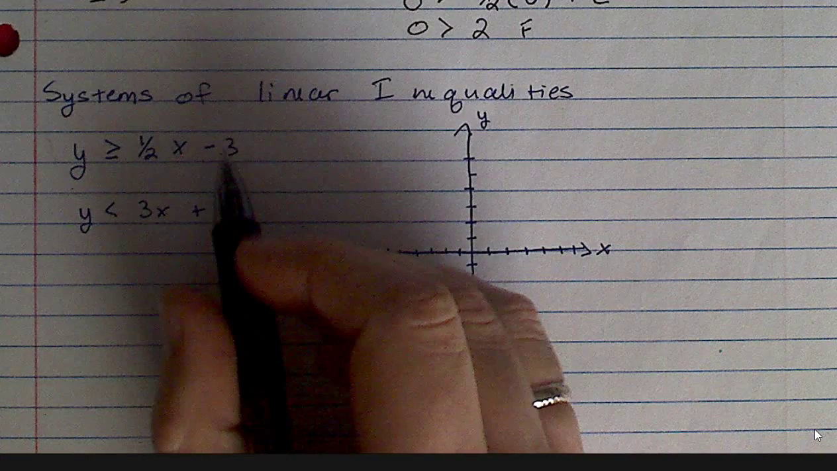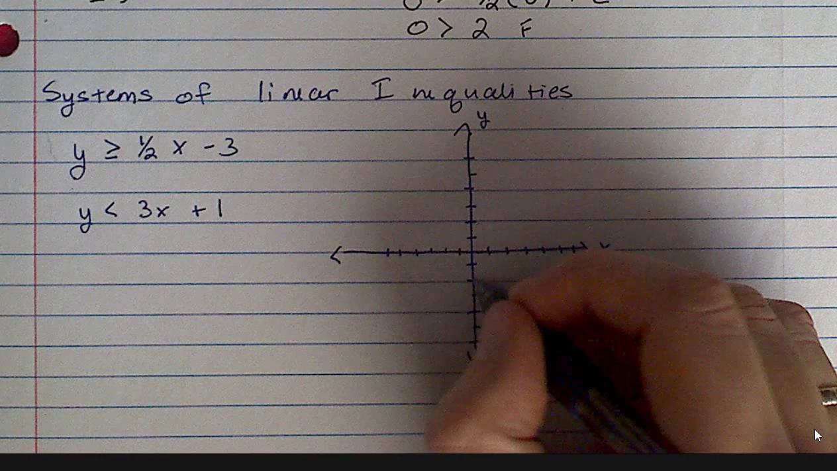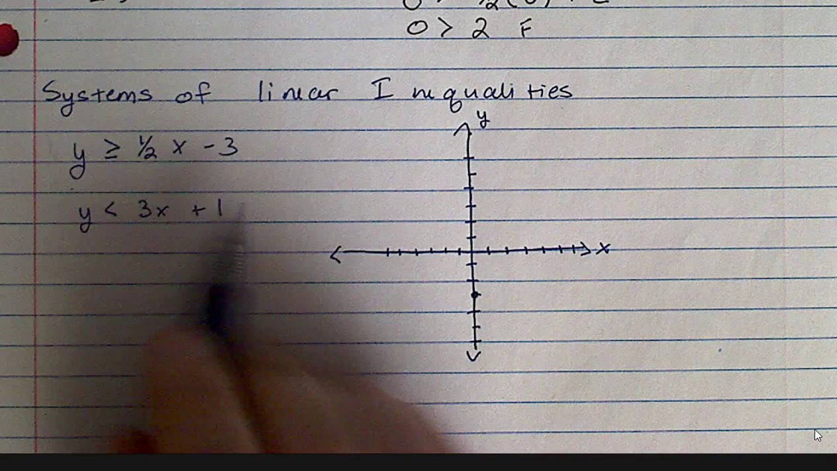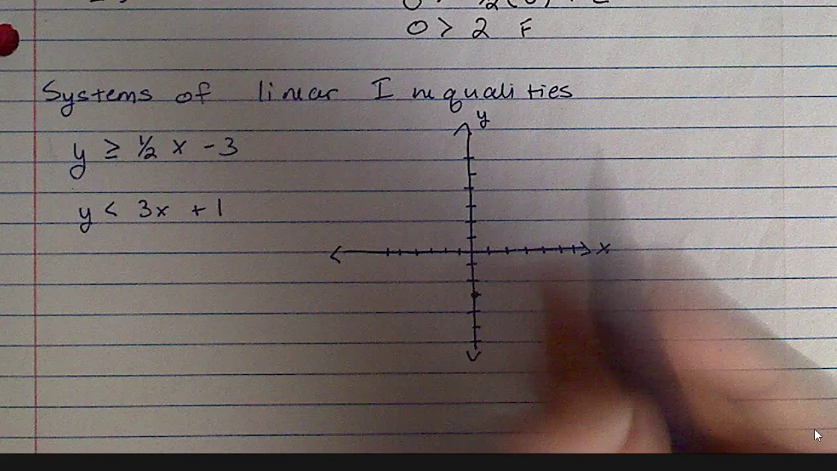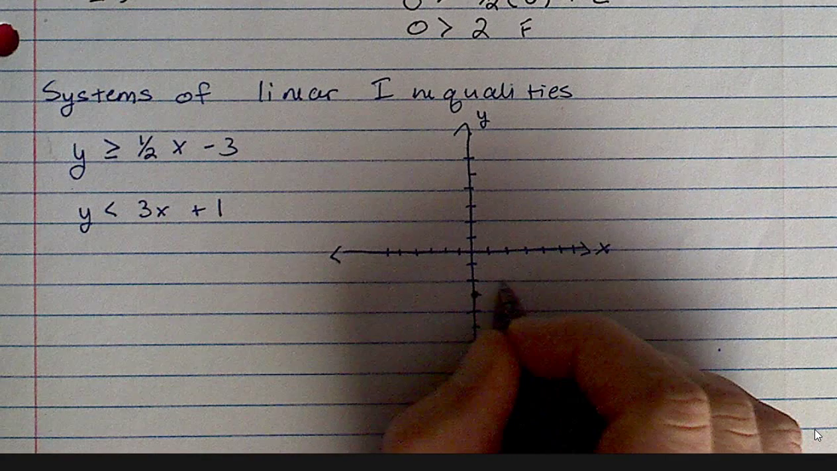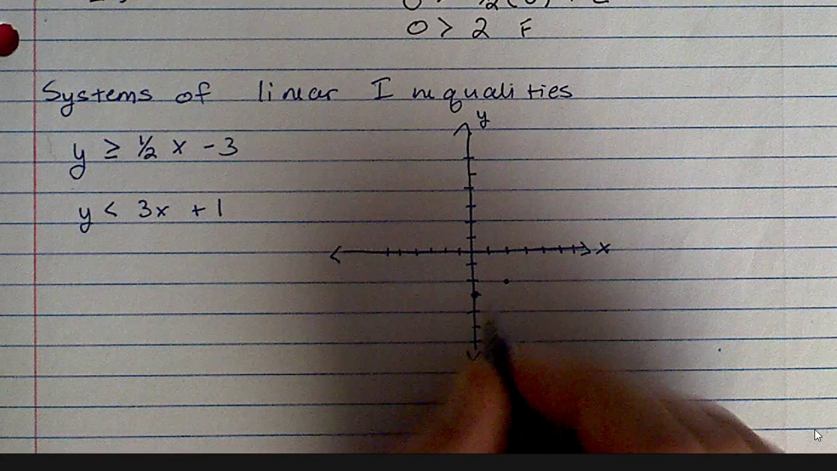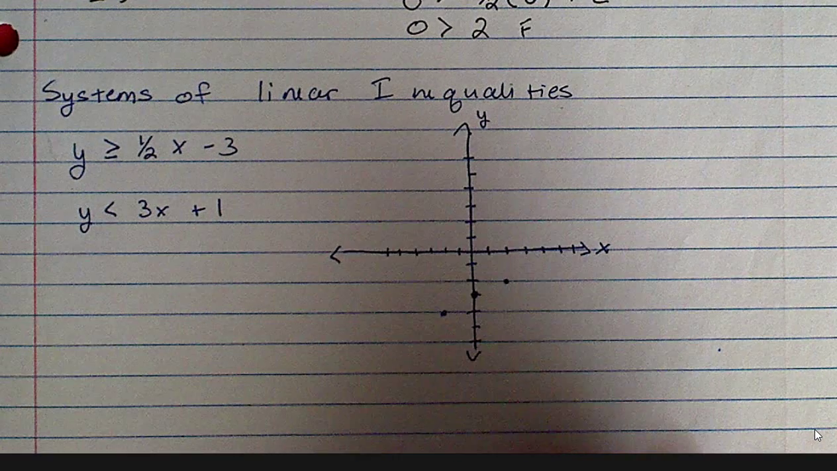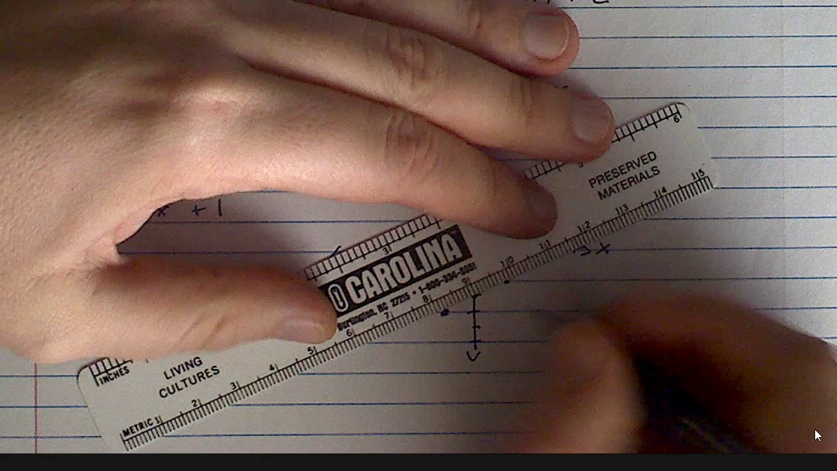So I'm going to start by going down 3 spaces. 1, 2, 3. That's where I make my first dot. And then the 1/2 is my slope, my rise over run. I'm going to rise 1, run 2. And I could do the opposite of that as well. Drop 1, go left 2. When I connect these points, I'm going to use a solid line.